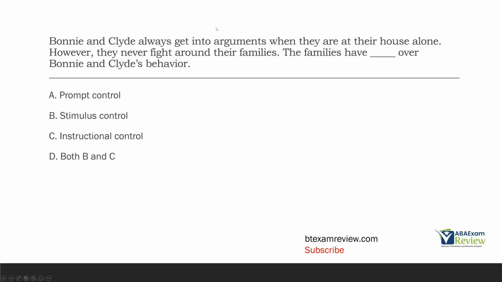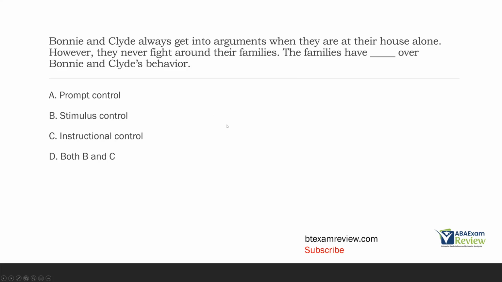Okay. In this case, the arguments happen at the house, but then they get around their families and their behavior changes. So their families have what over their behavior? A, prompt control. Prompt control is not really a thing, and their families aren't prompting them to do anything. B, stimulus control. The families have stimulus control because they directly impact Bonnie and Clyde's behavior. Instructional control is just the same thing as stimulus control.